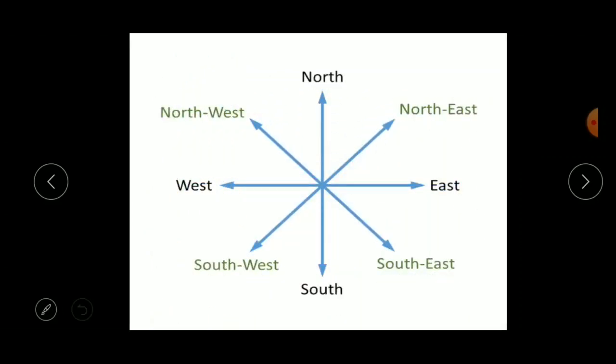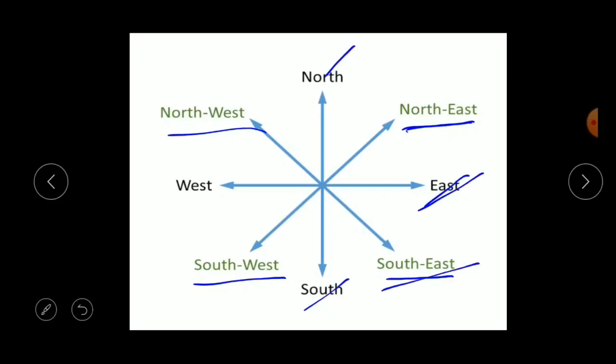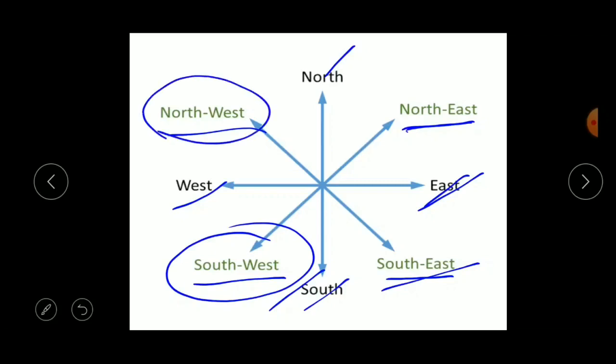So children, including north, south, east, west, we have four more directions. Which are those? Let us see. Here: northeast, southeast, southwest, northwest. Between north and east there is one more direction, that is called northeast. Between south and east there is one more direction, that is called southeast. Between south and west there is one more direction, that is called southwest. And between north and west there is one more direction, that is called northwest.